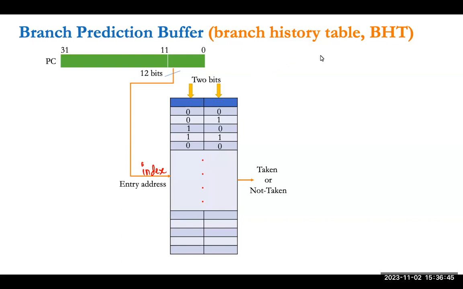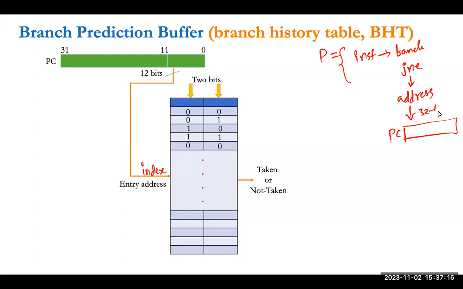In the program, there will be an instruction, suppose a branch instruction. In our previous example, we have seen jump not equal to. For this branch instruction, there will be an instruction address, which will be stored in the program counter. That is your 32-bit address. From that, the lower 12 bits are used for indexing the 2-bit saturating counter buffer. Whatever entry is there indicates whether that branch was previously taken or not taken. Based on that history, it will predict that it will be taken or not taken. The branch prediction will happen on this.